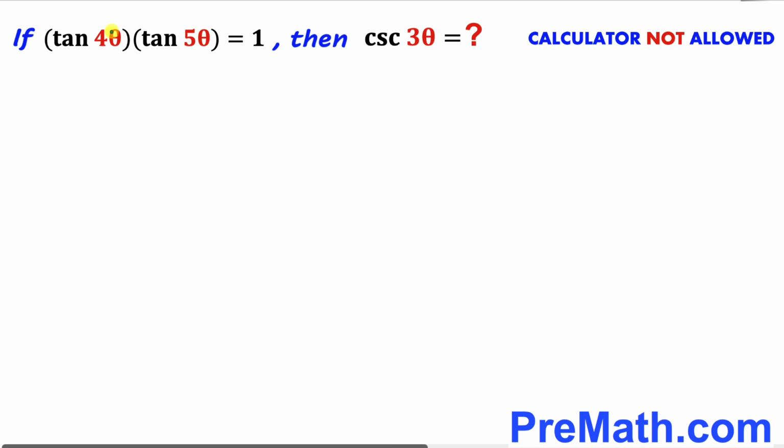In this video, we have got this interesting trigonometric question. If tangent of angle 4 theta times tangent of angle 5 theta equals 1, then our task is to calculate the value of cosecant of angle 3 theta. And please bear in mind, we're not supposed to be using calculators of any kind.